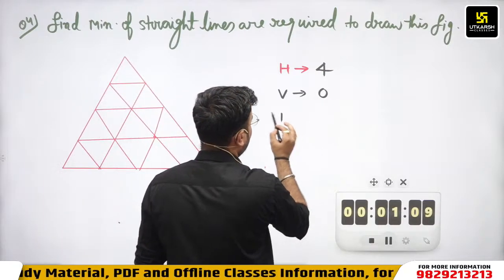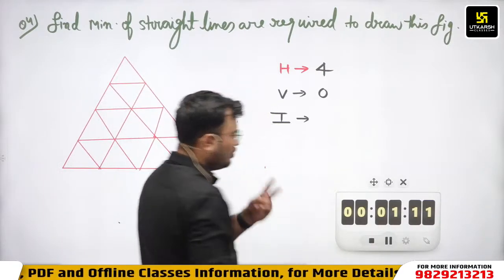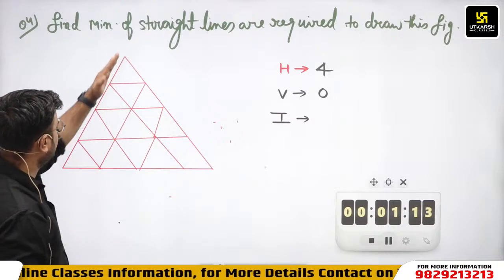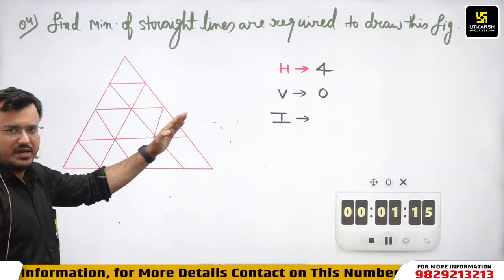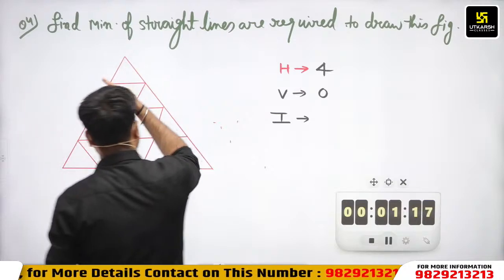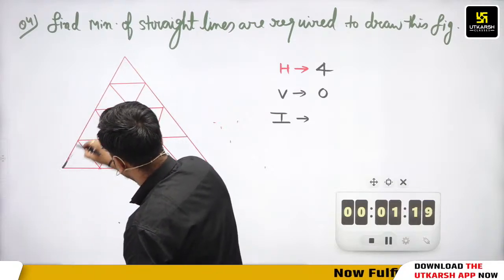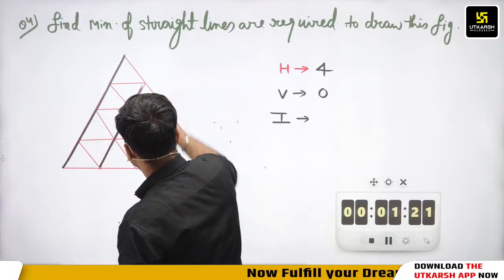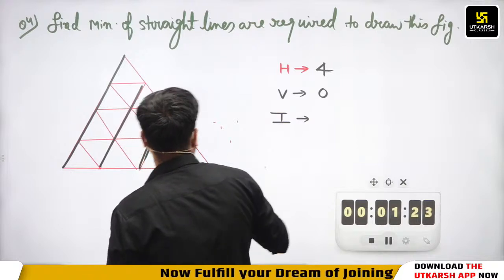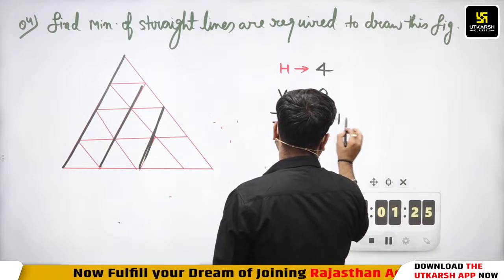Now we are going to count the inclined lines. So there are 2 types of inclined lines. First one is in such a way, and second one in such a way. Starting with this, this is your first, this is your second, and this is your third. So three inclined lines are there.